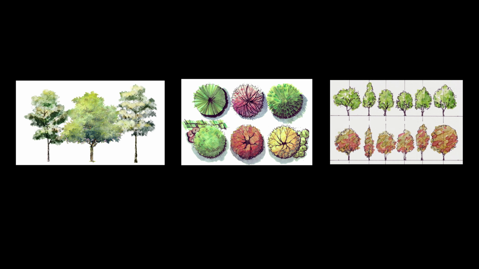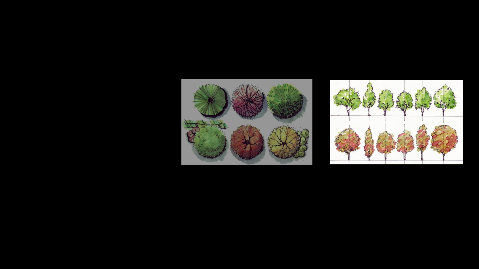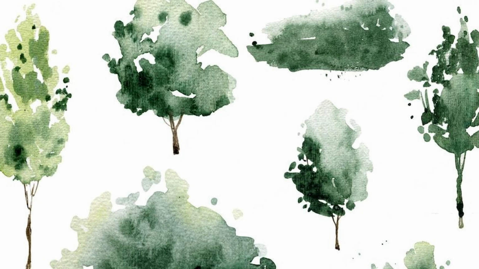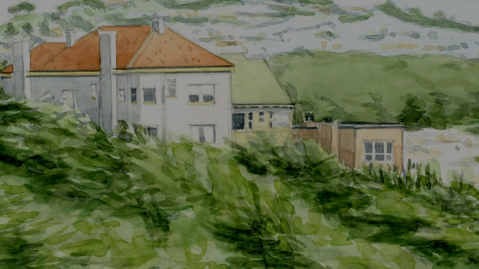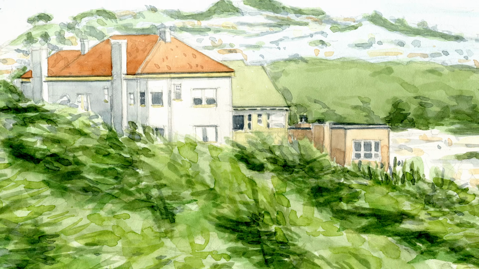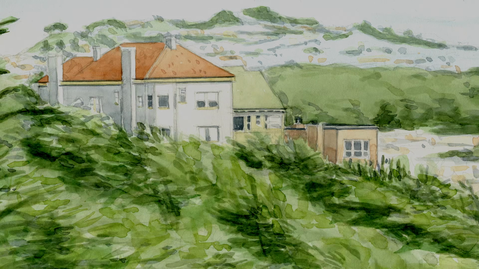Trees and various types of vegetation can be used in renderings. This softens the building to some degree and places it in a natural context. A building just doesn't float in space, but exists on a specific site. Vegetation can show how the building interacts with natural elements.